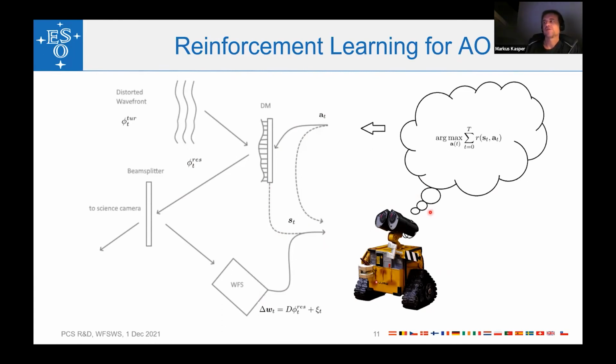And how does it know when it does good? You have to define a reward, a criterion that tells the robot, oh, now I have done well, or now I didn't do well. And this reward could be, for example, in our case, we use a very simple reward, the residual wavefront error as seen by the wavefront sensor.